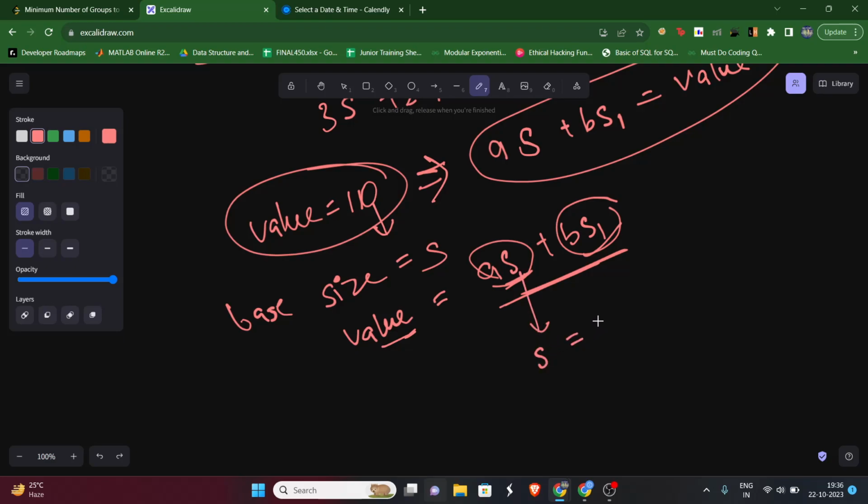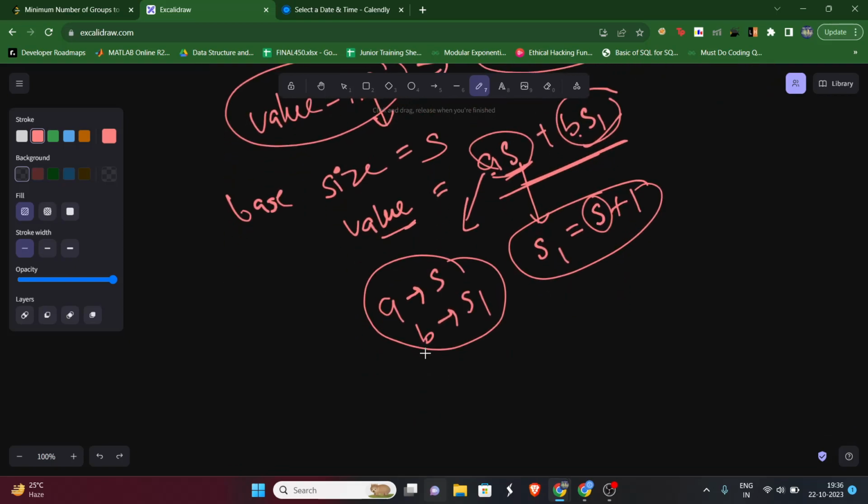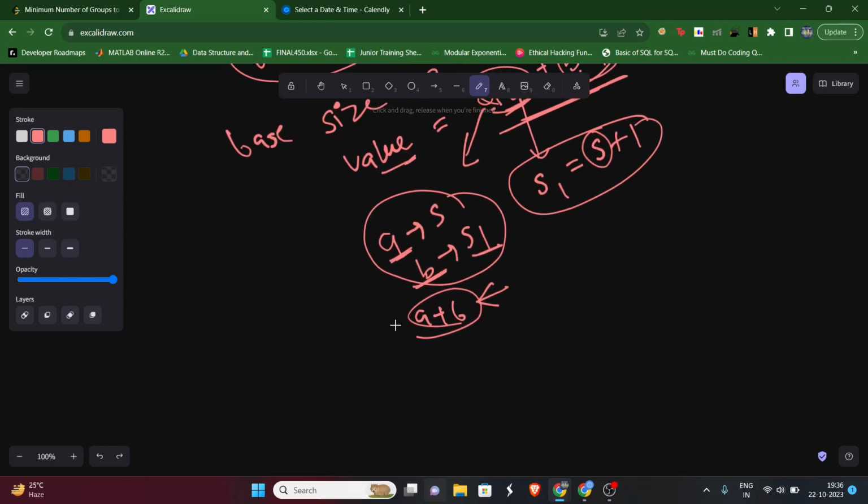Now one thing is clear, if we look at this equation: S1 is equal to S plus 1, so S is smaller, right? What we are doing by writing a and b is that there will be a groups of size S and b groups of size S1. The number of groups will be a plus b. So if we want to minimize it, doesn't it make sense that as S1 is bigger, we can have a bigger coefficient over here and a smaller coefficient over here? Are you getting what I'm trying to say?